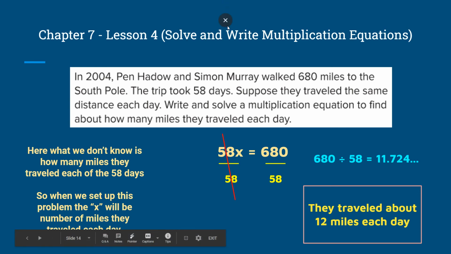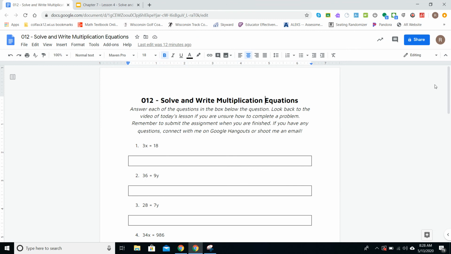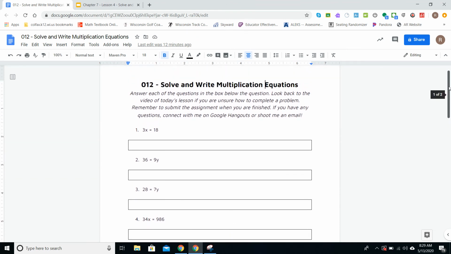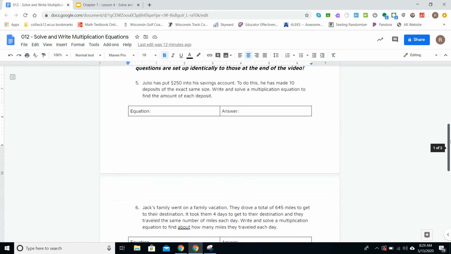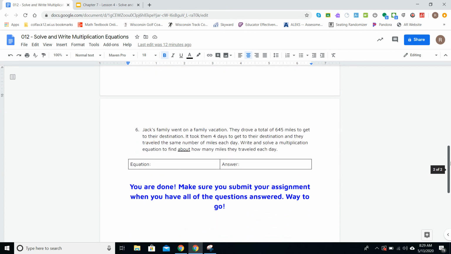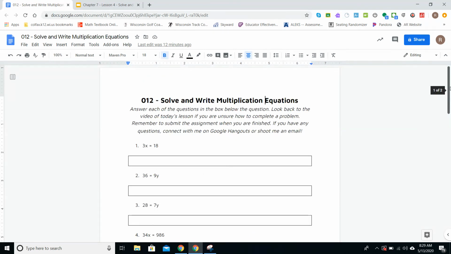Here's what your assignment looks like in your Google Classroom, or it is in your Google Classroom by the time you're watching this. 4 problems set up without any words, just the problems like we've had before, and then 2 word problems. Make sure that you don't miss the one that's down at the bottom. For the last 2, you're giving me the equation and the answer for each one of those. Again, if you have any questions, make sure that you reach out on Google Hangouts. I'll be around there all day if you have questions, and I can help you out there.